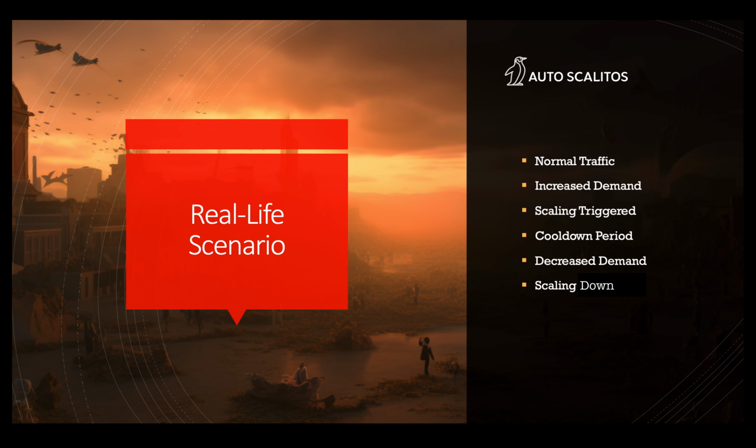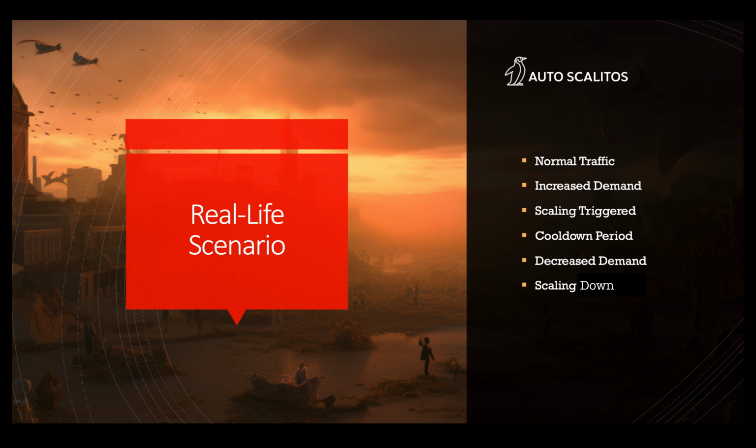Increased demand. Suddenly, a viral video of a dancing penguin goes viral, attracting thousands of viewers. The Autoscalatos are spinning like ballerinas, but their beaks can't stop smiling. As the service gains popularity or during peak hours, the incoming traffic rises significantly. The CPU utilization metric breaches the predefined threshold, for example 70%, for more than a specific duration.